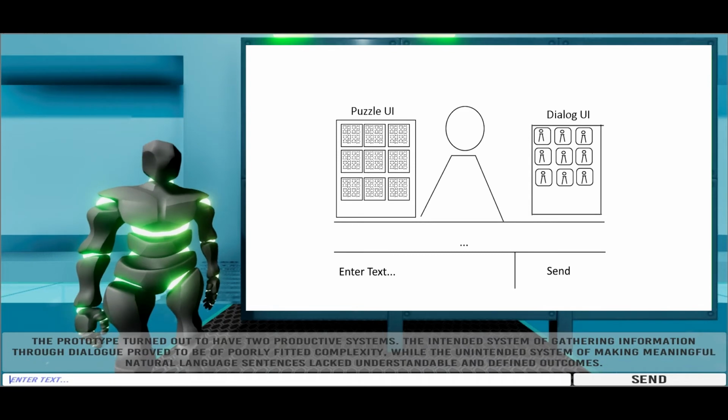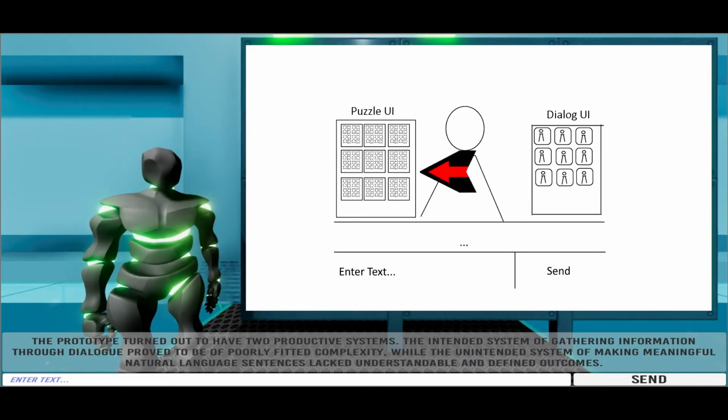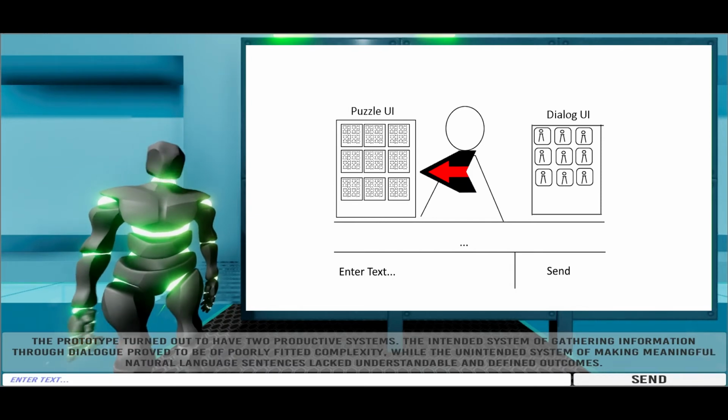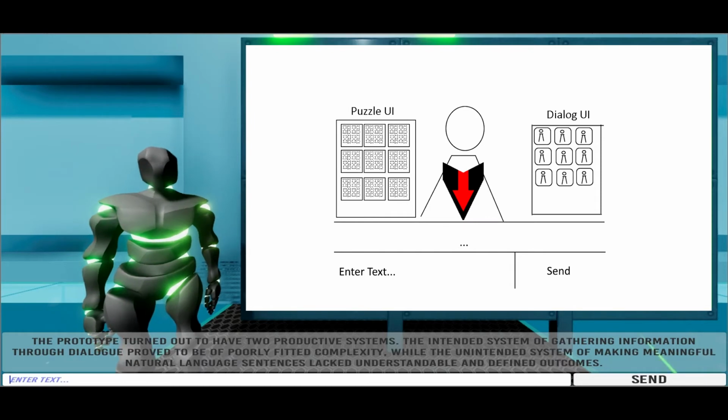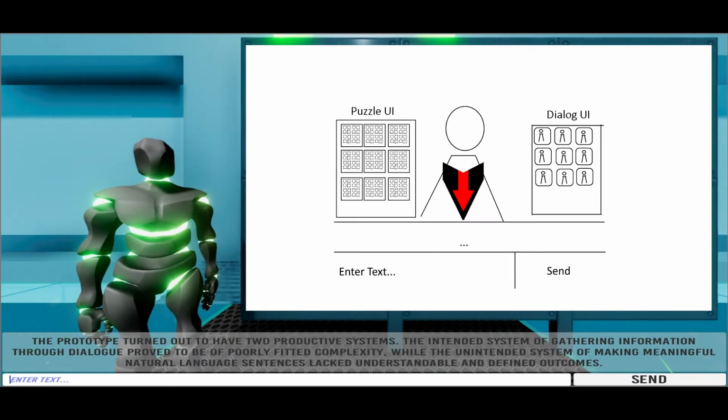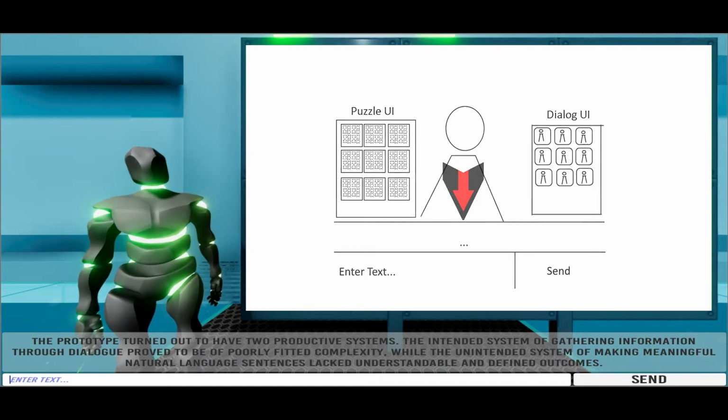The prototype turned out to have 2 productive systems. The intended system of gathering information through dialogue proved to be of poorly fitted complexity, while the unintended system of making meaningful natural language sentences lacked understandable and defined outcomes.